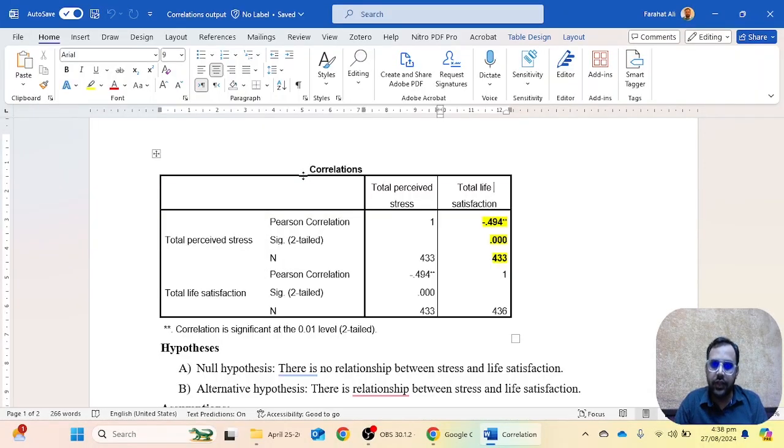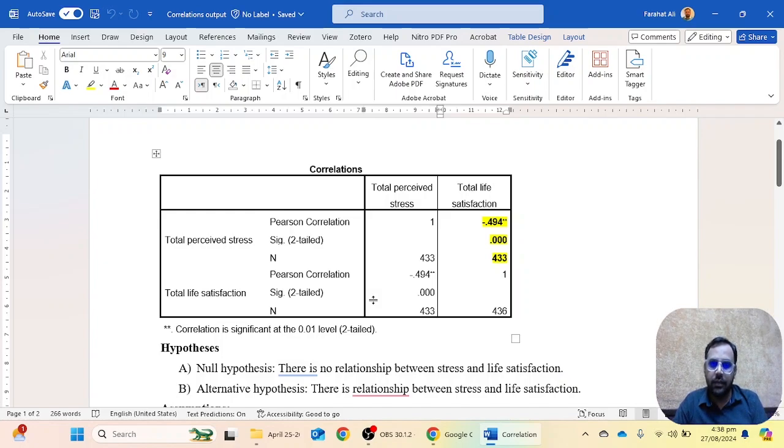So let's start. This is the output of correlation analysis in a Word file. If you want to learn how you can make this table according to APA style, the link will be available above the video. You can click on the link and see how you can make the correlation table according to APA style. Let's start with the hypothesis.